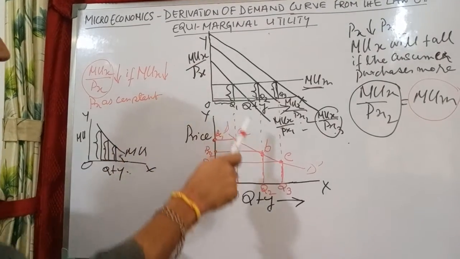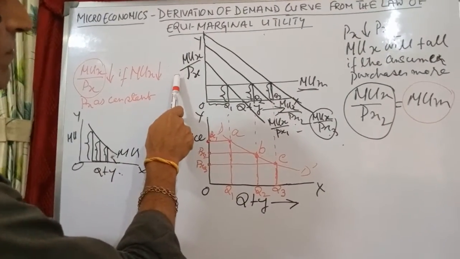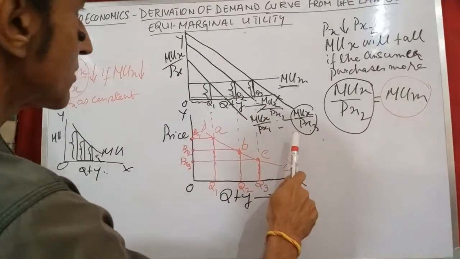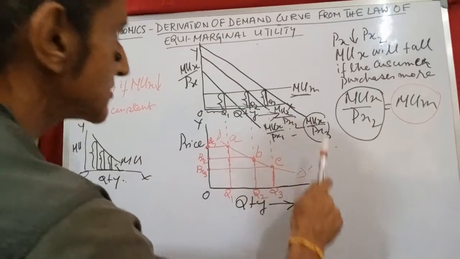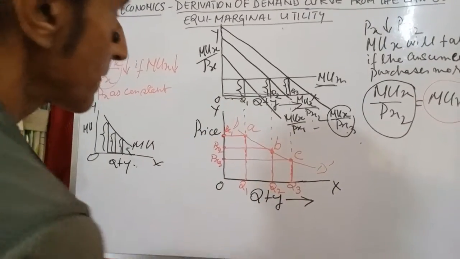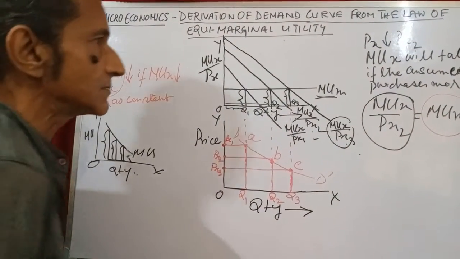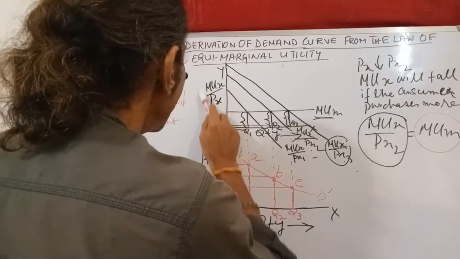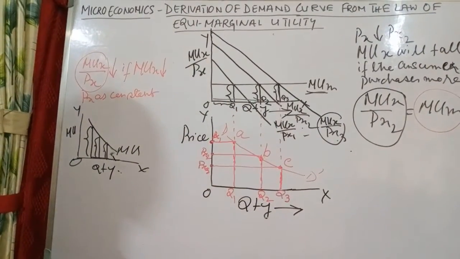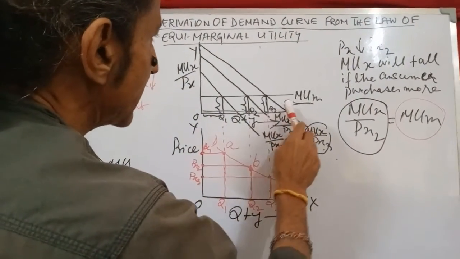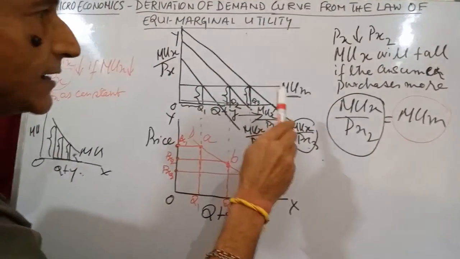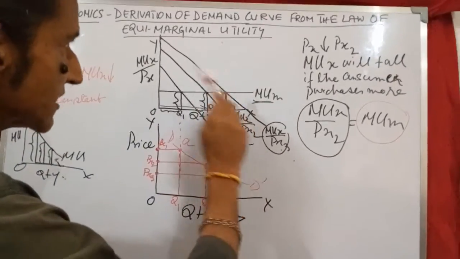So here we have drawn 3 MUX by PX lines for 3 levels of prices of commodity X, that is Px1, Px2 and Px3. The price is falling from Px1 to Px2 and then to Px3, and the consumer is again and again equating MUX by Px with MUM to derive maximum satisfaction. All these 3 MUX by Px lines, that is MUX by Px1, MUX by Px2 and MUX by Px3, will be parallel to each other.